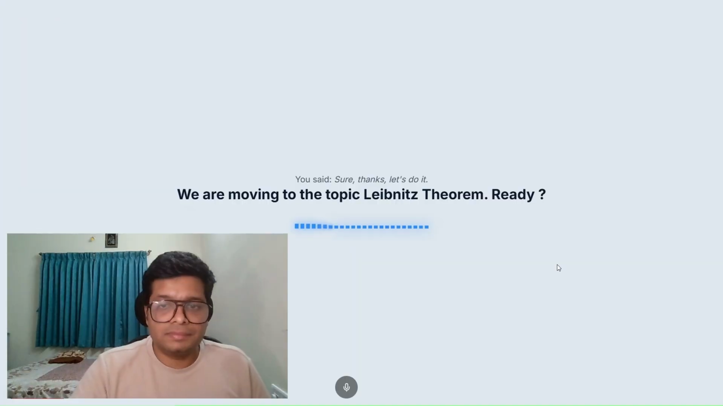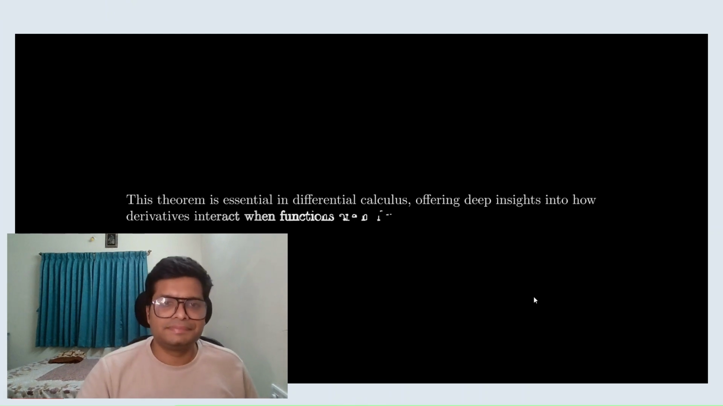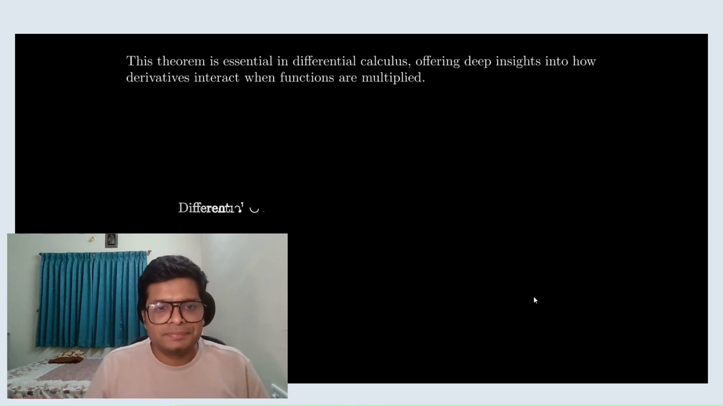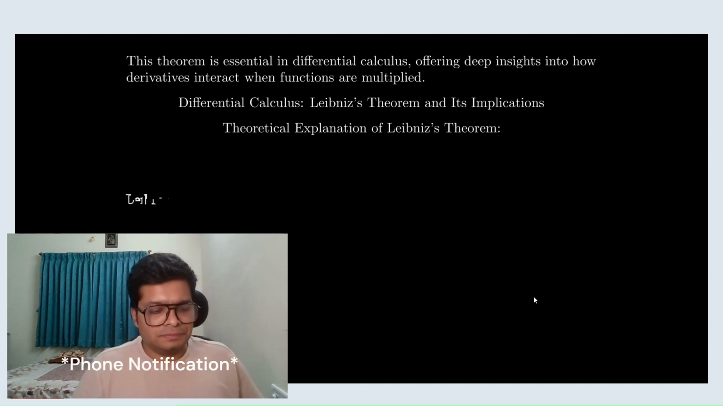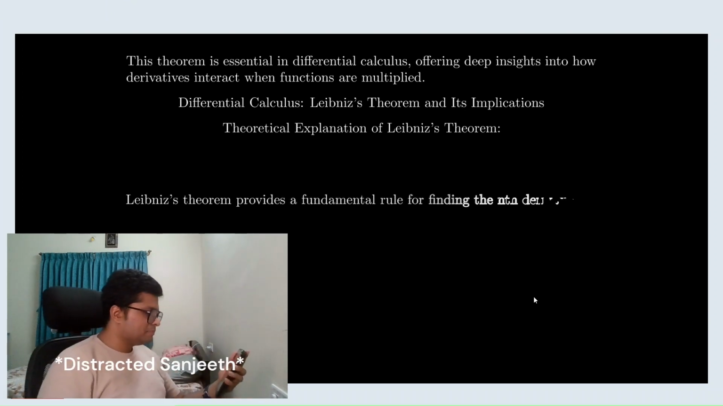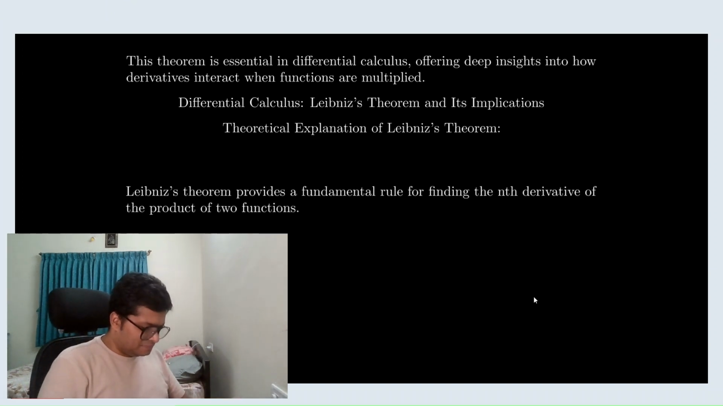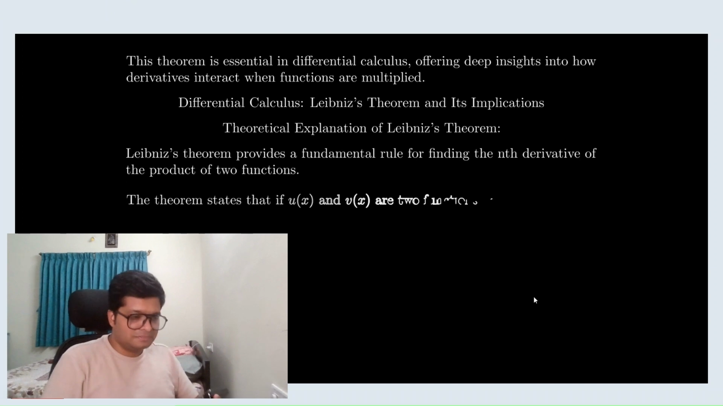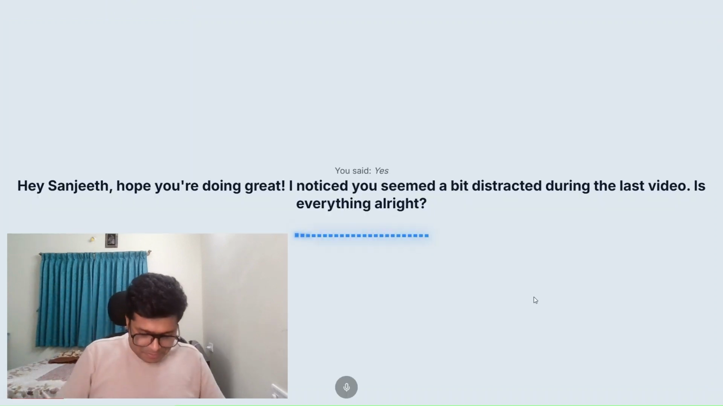3 hours later. We are moving to the topic Leibniz's theorem. Ready? Welcome to one of calculus' most elegant tools. Leibniz's theorem answers a crucial question. How do we find high-order derivatives of multiplied functions? Imagine you have two functions, u of x and v of x, both differentiable multiple times. The theorem states their nth derivative is a sum of products of each term, combining lower derivatives of u with higher derivatives of v, weighted by binomial coefficients. Take a moment to observe the pattern.